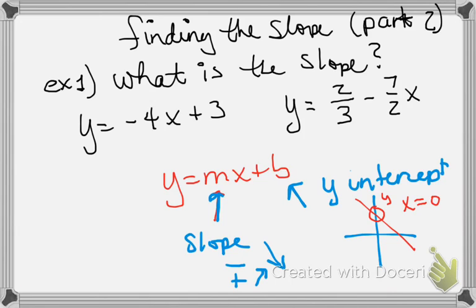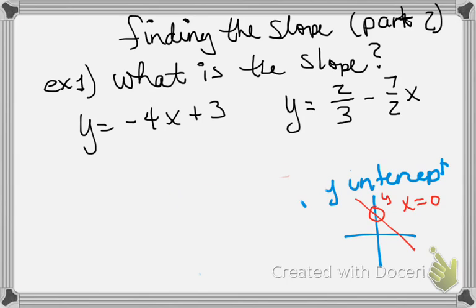If the slope is greater than 1, it's more steep. So that means it's really steep. If it's less than 1, it's less steep. It's almost like flat. So those are the things about the slope you kind of need to know. Like I said, the number in front of x is always the slope.